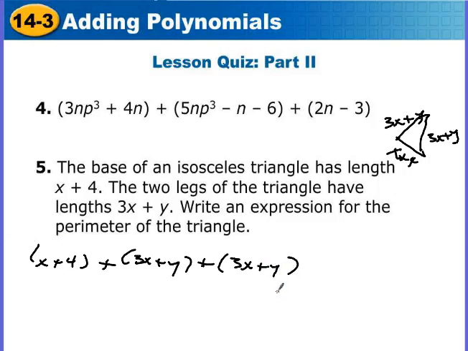So again, you just put all your x's together. So here's an x, here's 3x, here's 3x. Put all that together, you get 7x plus, okay, and then this one is a 4 and a y. So my x's are all together. Now I'm going to do my y. So y and y make 2y, okay, and then plus the 4. So 7x plus 2y plus 4 would be the perimeter of this particular triangle.